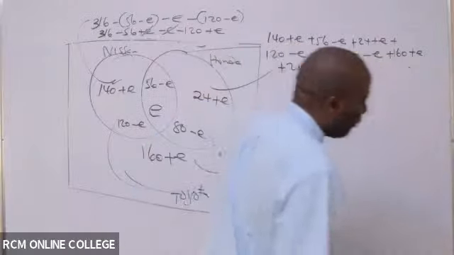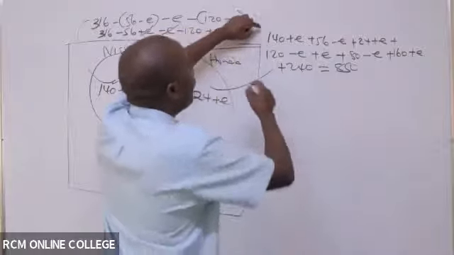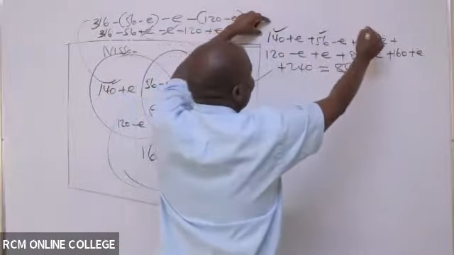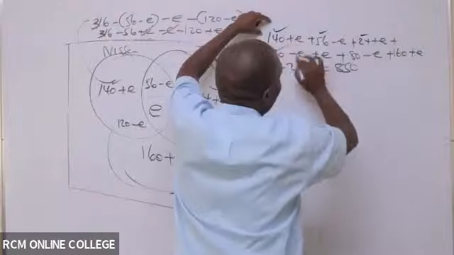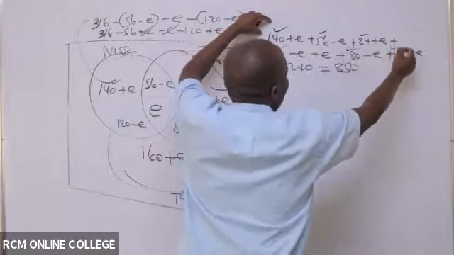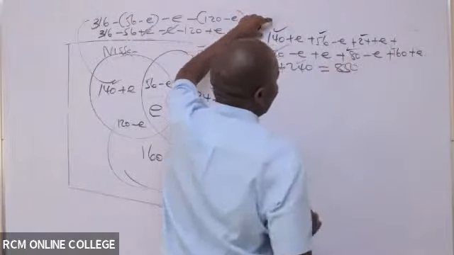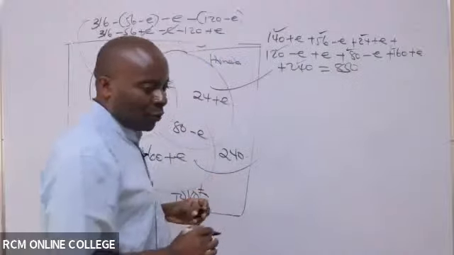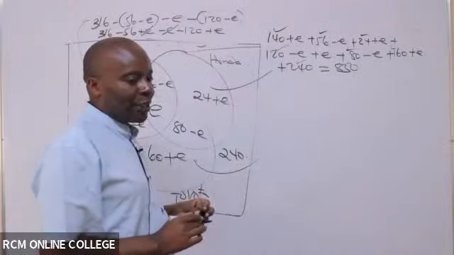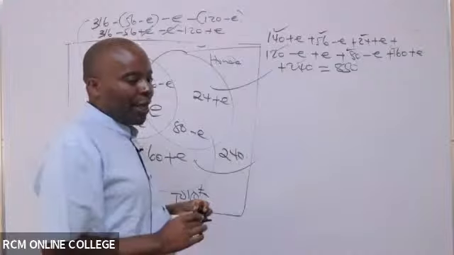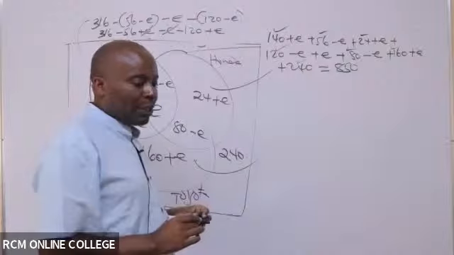So please put like terms together. 140, 56, 24. Add them. Is there somebody who is able to give me that total figure? When you add the constant numbers, what are you able to get?